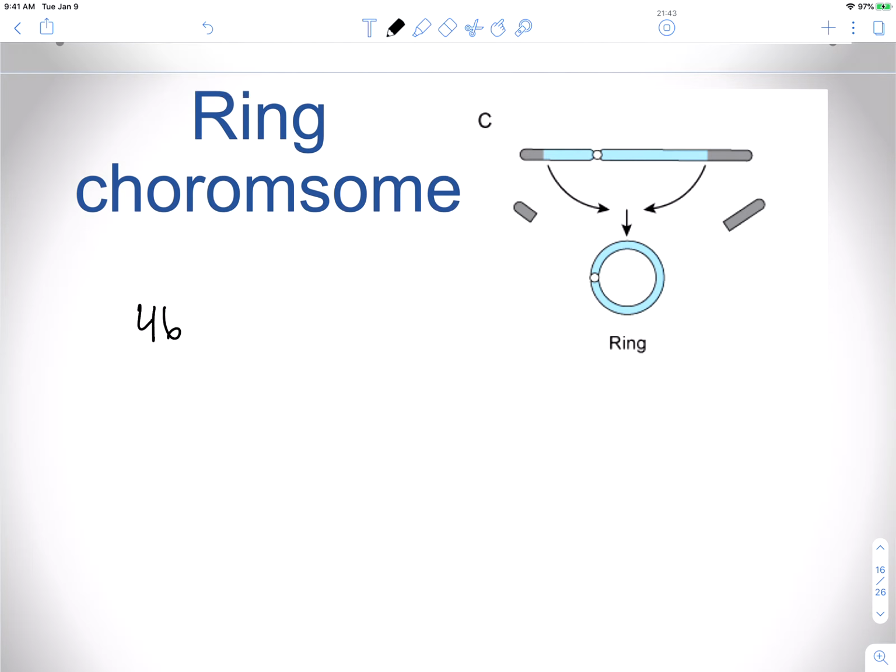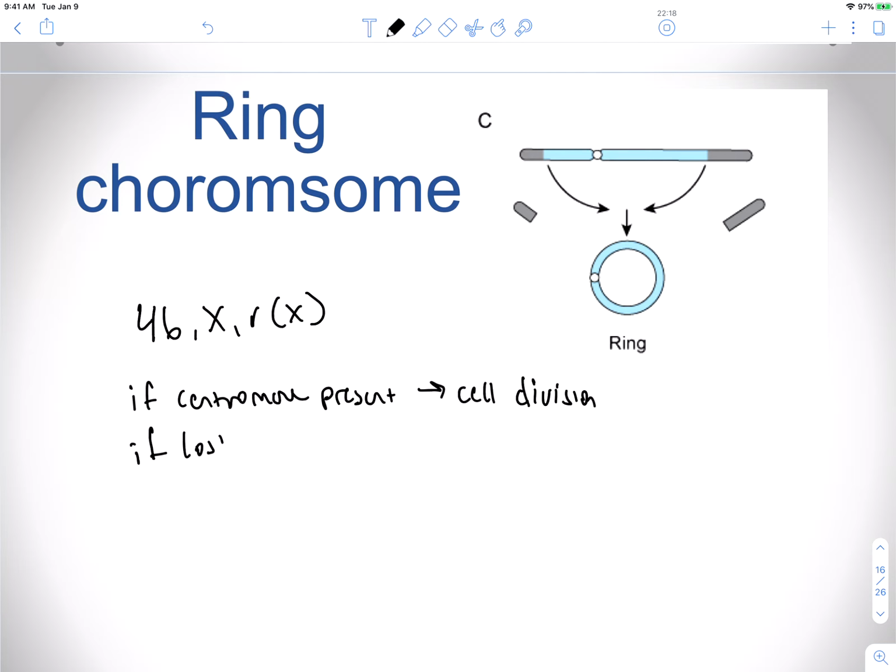And then you're a female, so you have the X, but one of your X chromosomes forms a ring, so you put that R there to signify a ring, and then the other X has that ring structure. Now again, if the ring has a centromere, it can go through cell division, but it's often lost. So if the centromere is present, it can go through cell division. If lost, then this will be a monosomy.